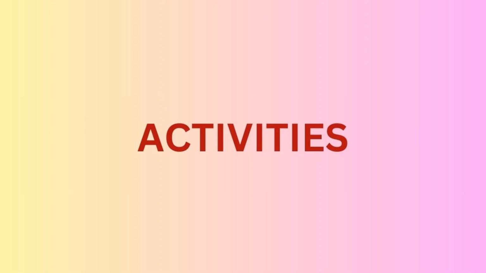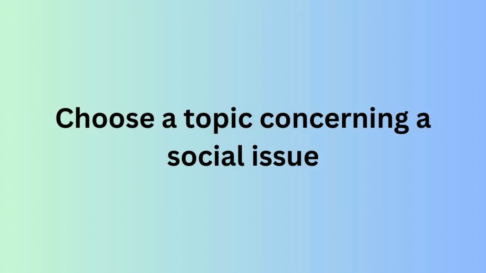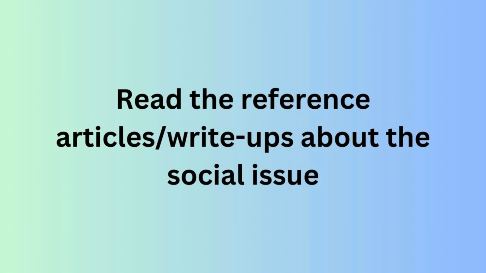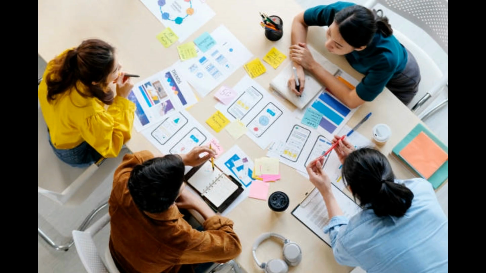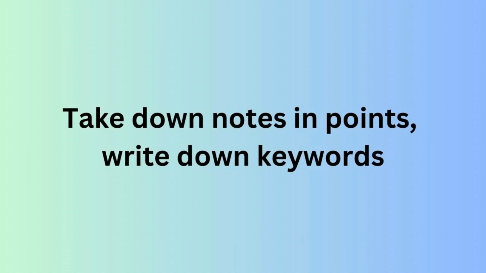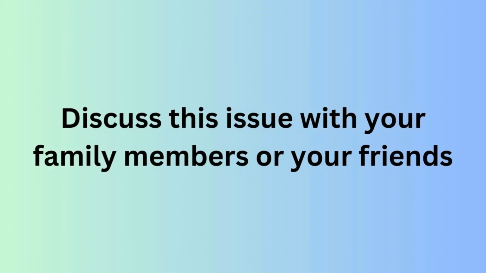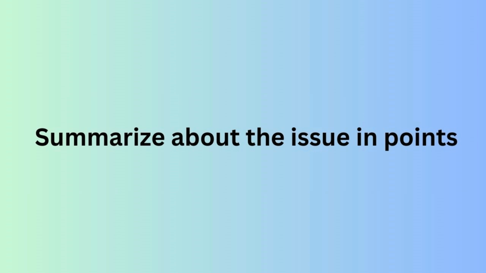Now let us see some activities related to design thinking. First of all, choose a topic concerning a social issue or an issue concerning your neighborhood environment. Read reference articles or write-ups about the social issue, or visit the place to get an overall understanding of the different sections or sub-areas, and next look at the details. Then take down notes in points, write down keywords, and make a mind map of its different sections and parts. You can discuss this issue with your family members or your friends. Summarize the issue in points in a clear and concise way.